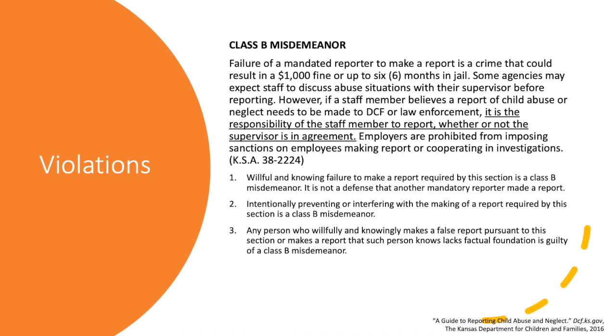Three violations are listed. Willful and knowing failure to make a report required by this section is a Class B misdemeanor. It is not a defense that another mandatory reporter made a report. Intentionally preventing or interfering with the making of a report required by this section is a Class B misdemeanor. Any person who willfully and knowingly makes a false report pursuant to this section, or makes a report that such person knows lacks factual foundation, is guilty of a Class B misdemeanor.